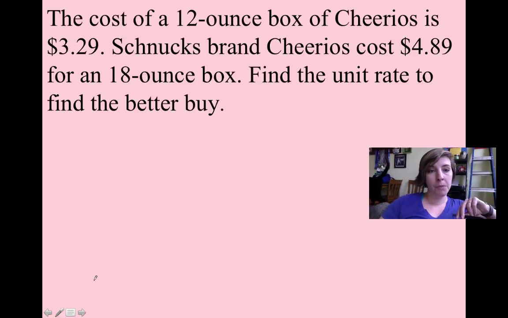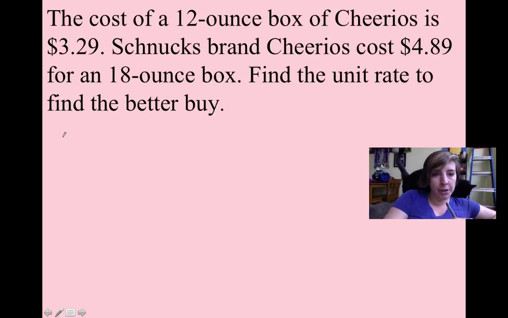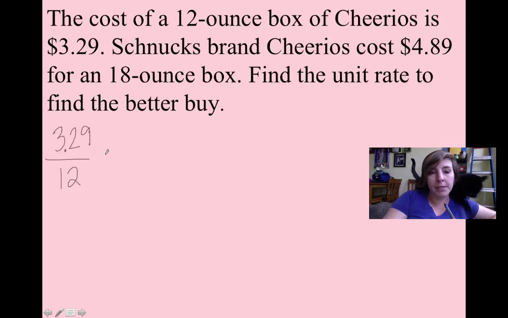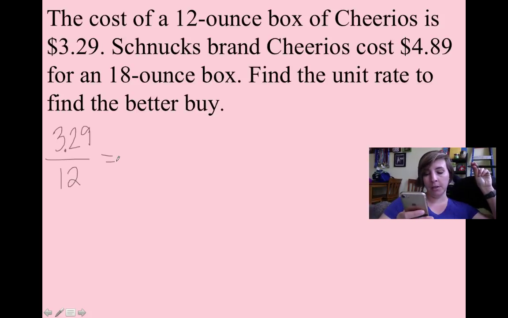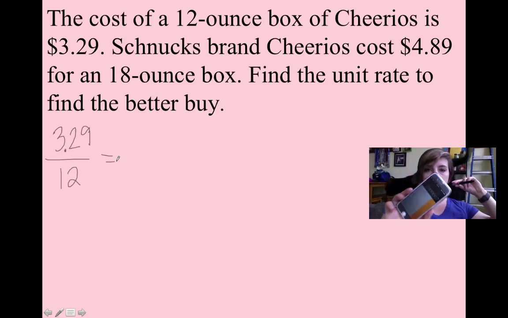So let's find out. So we're going to set up a ratio for the name brand Cheerios. So it's $3.29 for 12 ounces. Let's figure out what that is for 1 ounce. It's just a simple division problem. Again, you can use your calculator. So we can do 329 divided by 12. Gives us 274. I'm going to round.